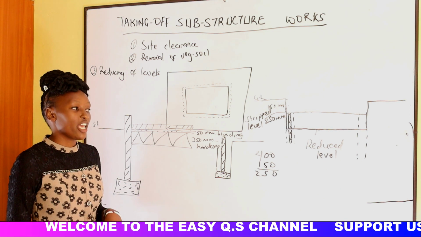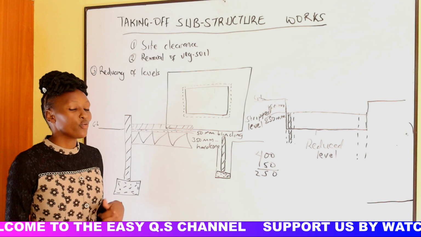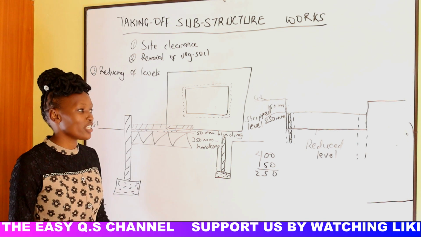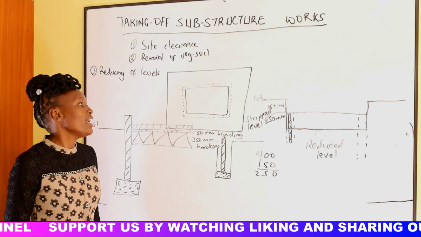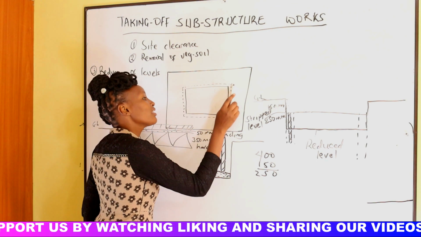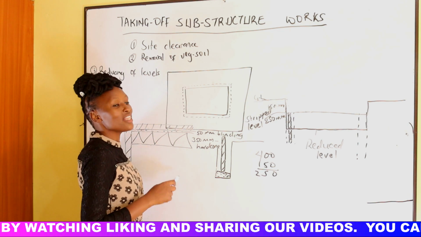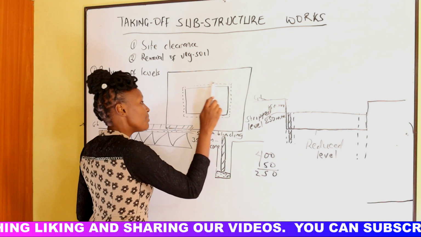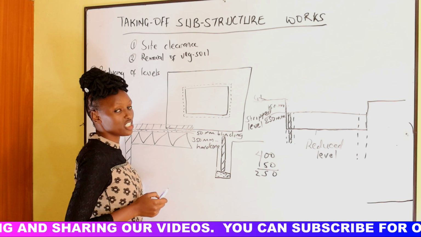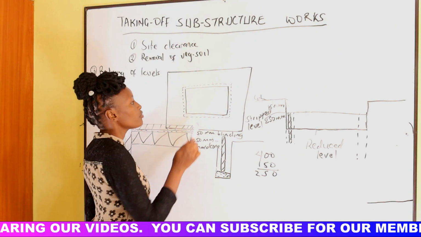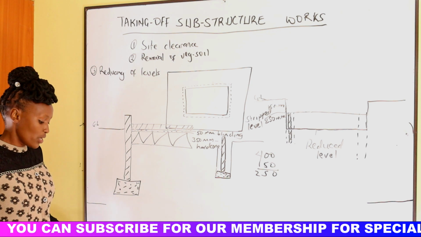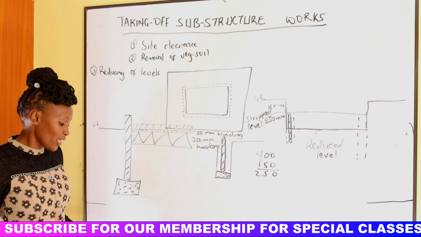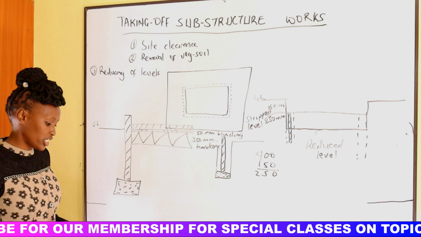Before we go to the excavation of the trenches, how do we measure for the reduced level? The reduced level is usually measured in area, and it's the same area that we did site clearance. The same area that we removed the vegetable soil is equal to the same area that we reduced the level. Alright? So we shall now go to excavation of the trenches.